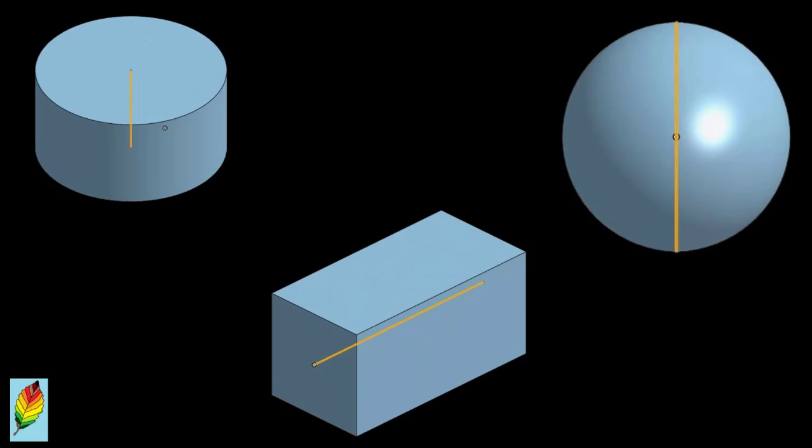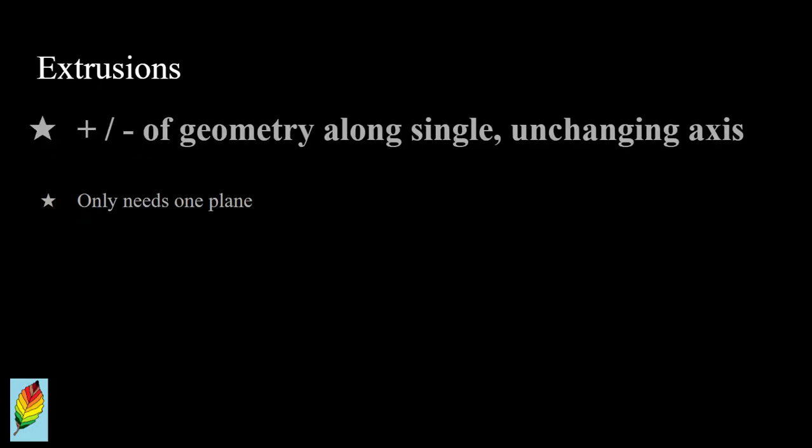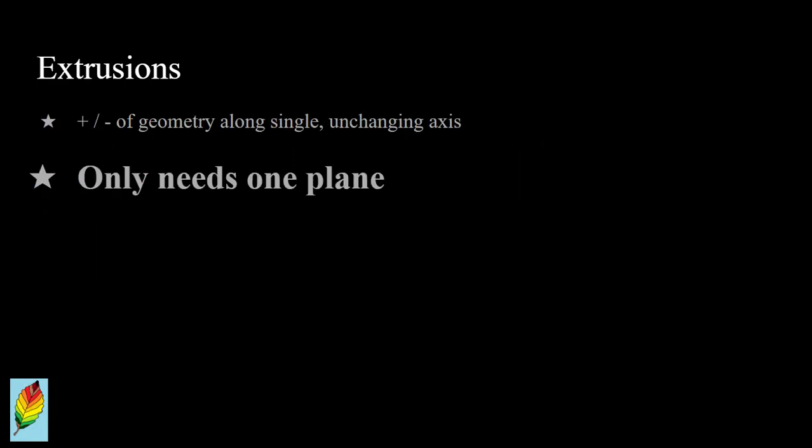Consequently, there are three main types of central features common to several different CAD platforms: extrusions, revolves, and sweeps. The first type of central feature is the extrusion feature. An extrusion is an addition or subtraction of a geometry along a single unchanging axis, based upon a provided sketch and a distance along the axis perpendicular to the sketch, to develop the part. Because the extrusion only operates on a single axis perpendicular to a provided sketch, you only need to use one plane to make an extrusion.